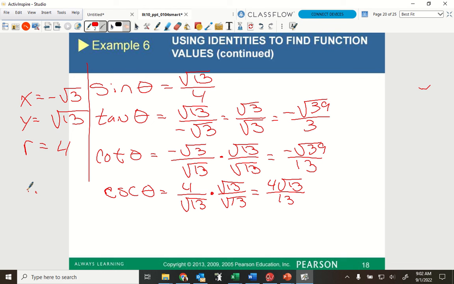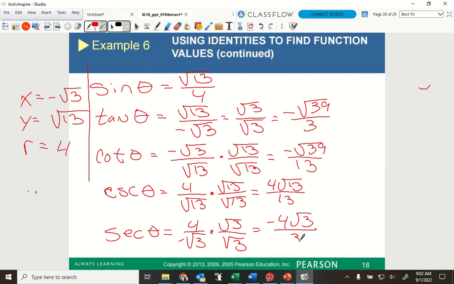All right, so what are we missing? We got cosecant, so we need secant. So secant theta. Secant is r over x, so that's 4 over negative radical 3. Rationalize, radical 3 over radical 3. Negative 4 radical 3 over 3.